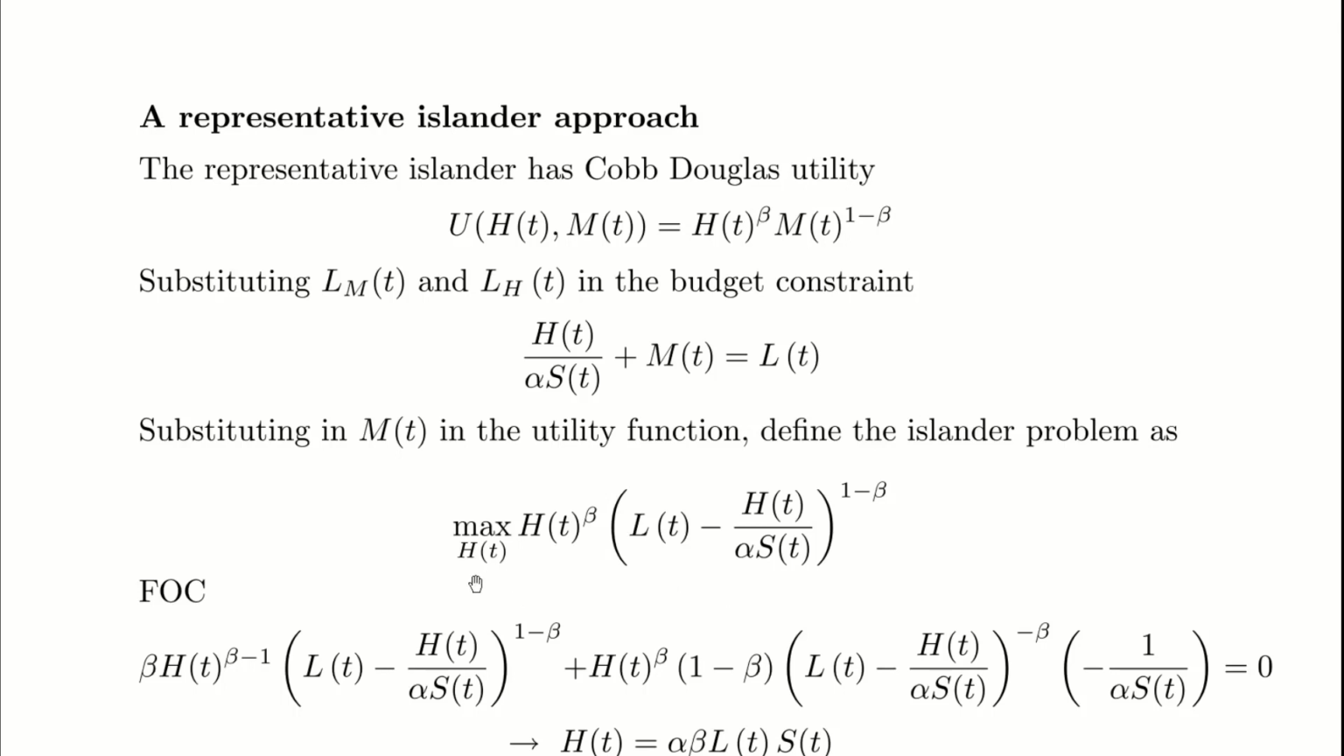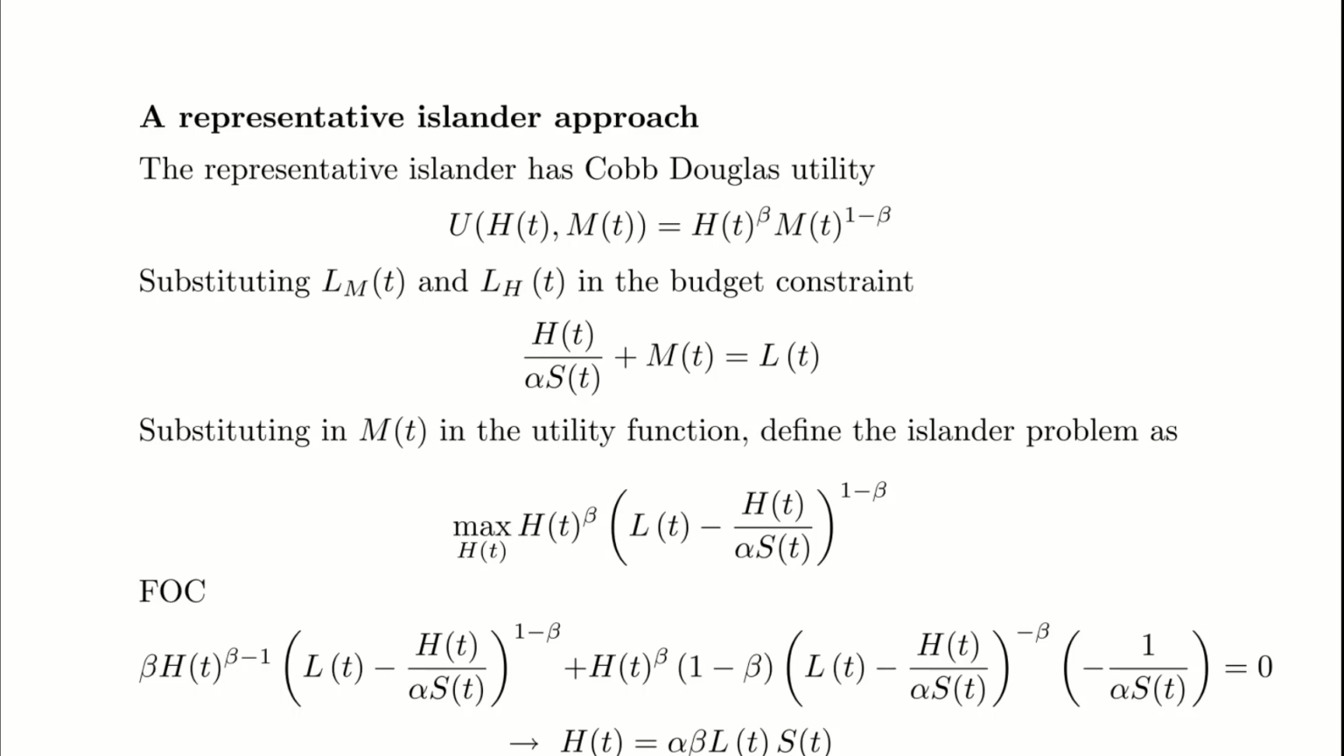The first order condition is beta H to the beta minus 1 multiplied by the parenthesis, plus the second term is H to the beta multiplied by the derivative of the parenthesis with respect to H. So it's 1 minus beta times the parenthesis to the minus beta multiplied by the derivative of the inside of the parenthesis with respect to H, which is simply minus 1 over alpha S. This whole first derivative of the utility function with respect to H is set to 0. We could easily check the sufficient conditions by taking the second derivative.